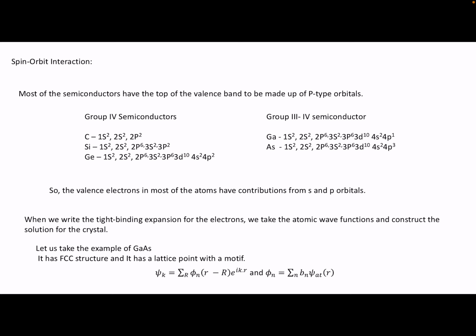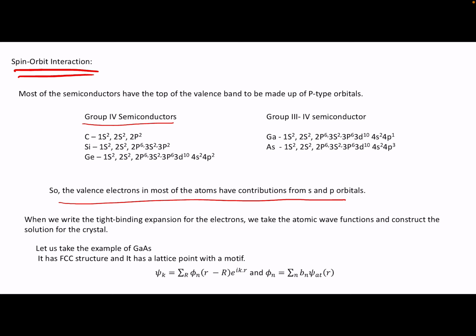Now that we understand spin and what a magnetic field does to the spin, let us go and look at the effect of spin orbit interaction. This is a culmination of what happens when you have some sort of an inherent magnetic field in a material and what impact it has on the electron spin. Why is this important? Because most of the semiconductors that we talk about have this particular property, that the valence electrons of most of the atoms have contributions mostly from p orbitals, and p orbitals have non-zero orbital angular momentum value, l.